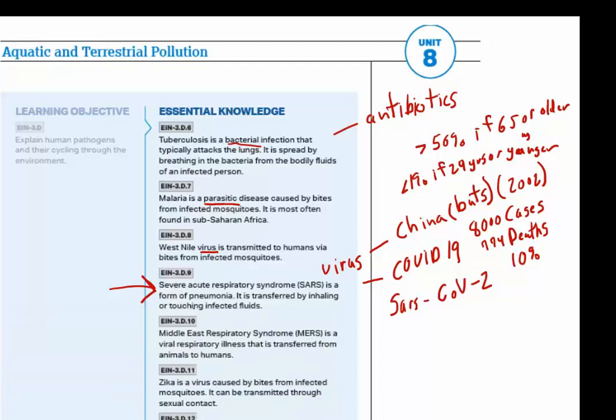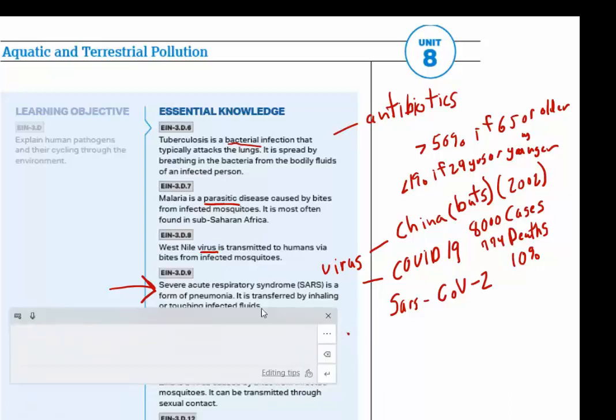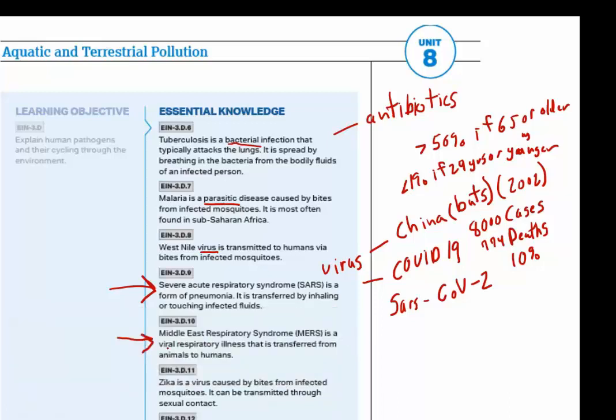Okay. All right, the other big virus that the AP exam wants you to be familiar with is called MERS for short. It stands for Middle East Respiratory Syndrome. This is also a virus, so they did tell you that there. It's a viral infection.